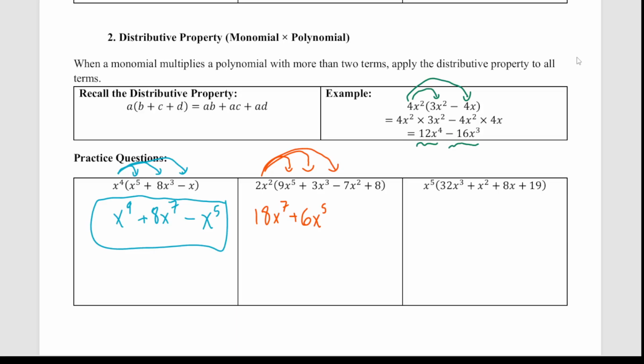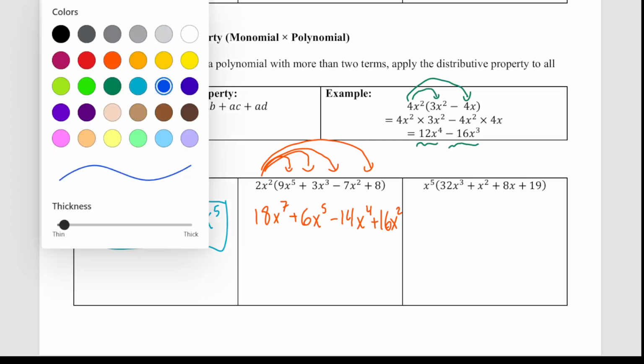Then if we have 2x to the second times negative 7x to the second, that will leave us with negative 14x to the fourth as our final answer. And then for our final piece of distribution, 2x to the second times 8 will give us positive 16x to the second. Now it's always worth double checking that you should have as many terms as you have terms in parentheses, and that's exactly what we have here, so we are good to go.